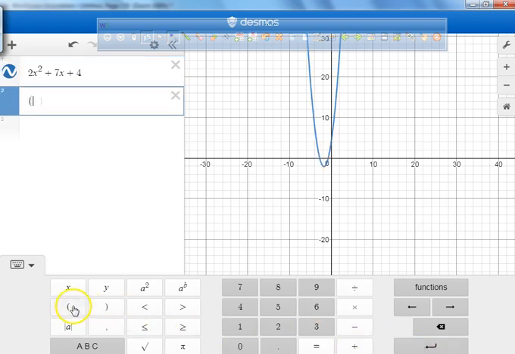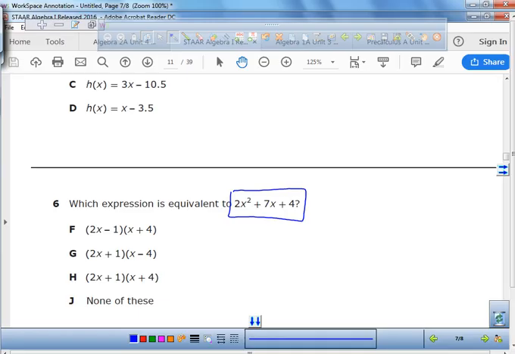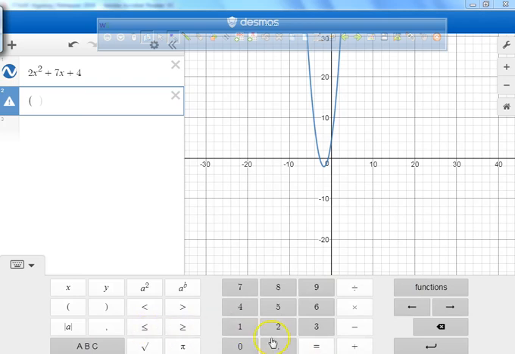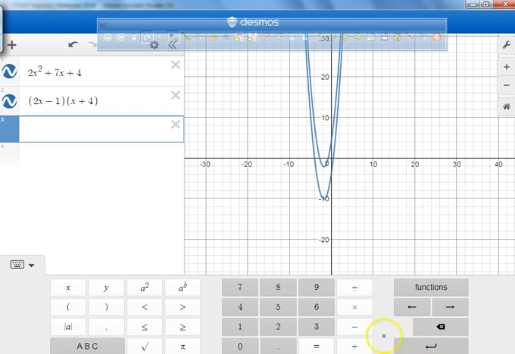Now, type in my first answer choice. Look at our first answer choice. 2x minus 1 and x plus 4. Type it in. 2x minus 1. Oh, I messed up. 2x minus 1. And what was the other one? Is it x plus 4? Yeah. Like that. Okay. Do those match? No. Okay. Another one. What's the next one?